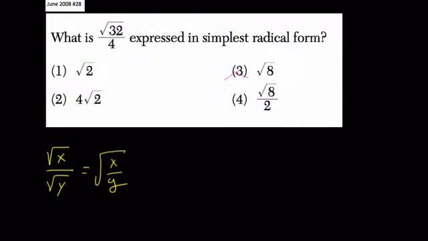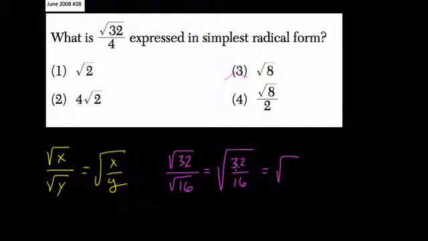You could rewrite this, right, and then make this work. You could rewrite it as the square root of 32 over the square root of 16. The square root of 16 is just 4, so I haven't changed anything. I'm just writing it differently. Then this would be equal to the square root of 32 over 16. And that's just the square root of what? Well, 32 divided by 16 is 2. So the answer is radical 2.